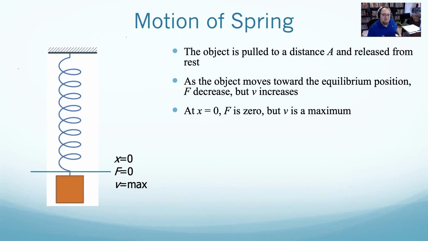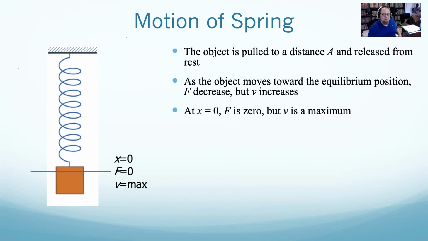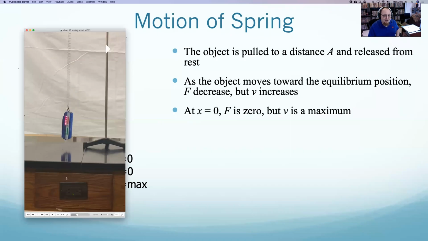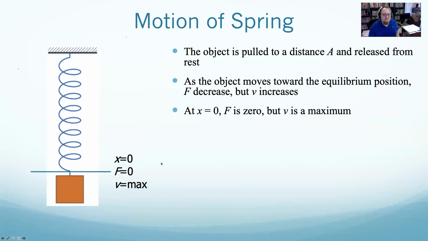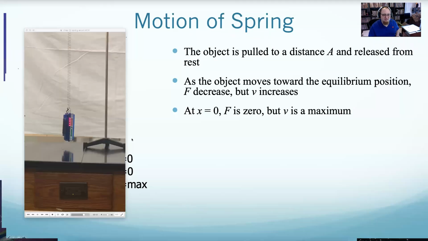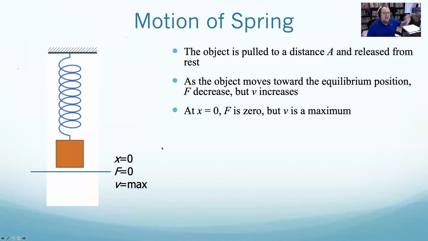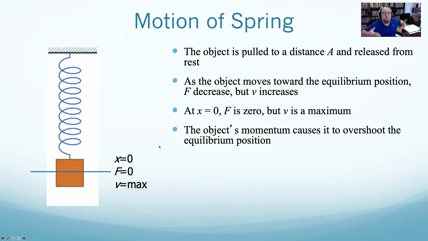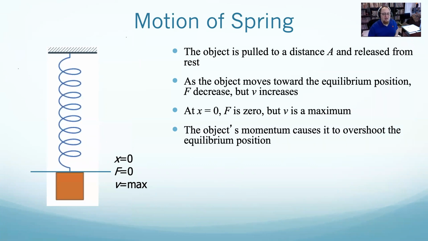At the equilibrium, F equals 0. Once it hits the equilibrium, there's no force, which means there's no acceleration. But it had velocity, because it was already moving. It had upward velocity when it hit that spot. And so it shoots past the equilibrium and rockets above it. Its momentum causes it to travel above our equilibrium position.